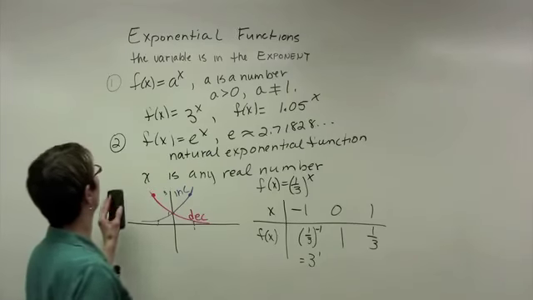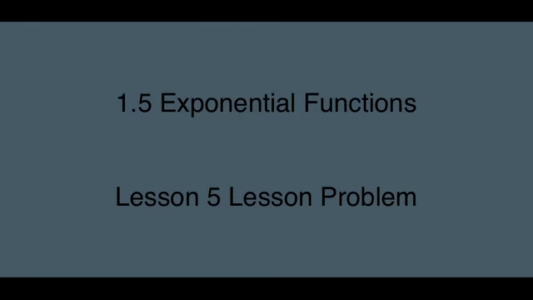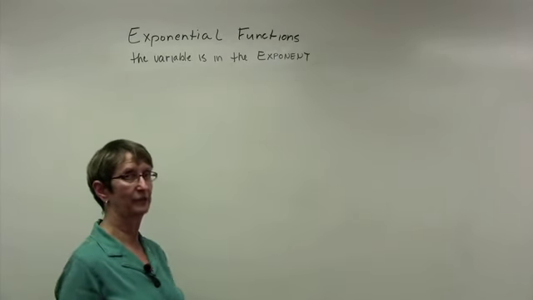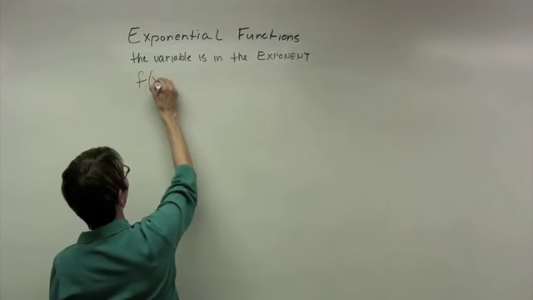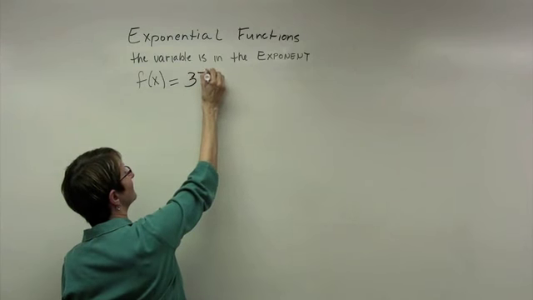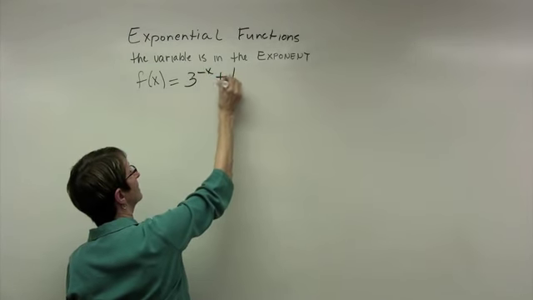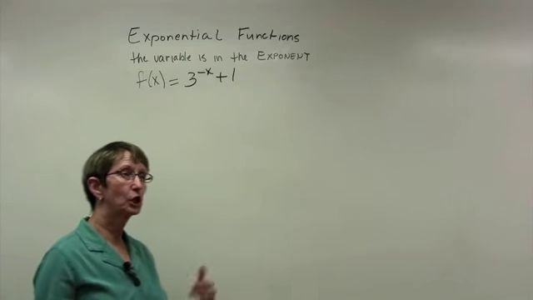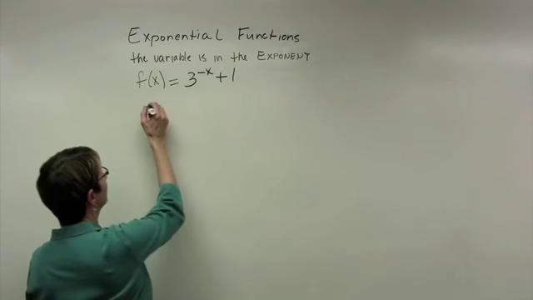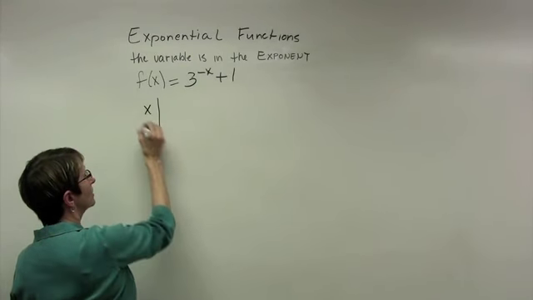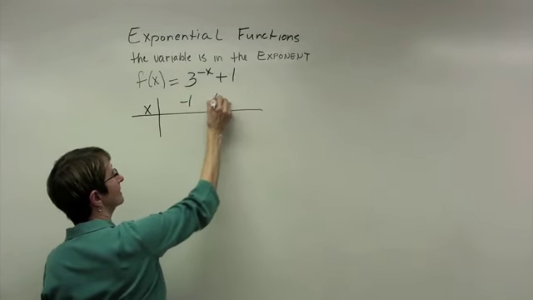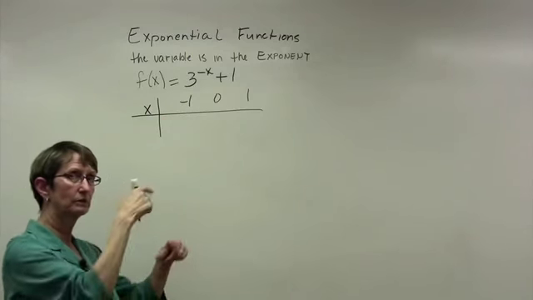Let's look at a more complicated function. F of x is equal to 3 to the -x plus 1. And to look at this, let's go ahead and plot some points and graph and actually look at the picture of it. I'm going to choose my three favorite x values first, -1, 0, and 1, leaving a little space in case I want to put some more in the middle.